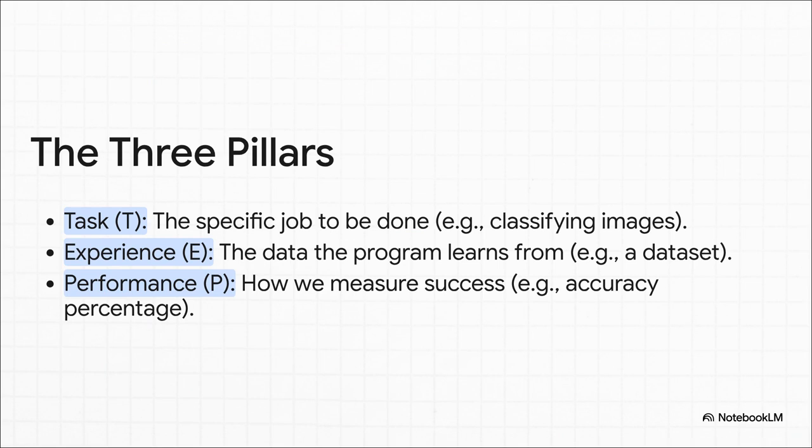So this whole definition really breaks down into three simple parts. You have a task, T, the specific job, like telling cats from dogs in photos. You give it experience, E, which is just a fancy word for data, tons and tons of labeled pictures. And then you measure its performance, P, which is just how you keep score, like the percentage it gets right. Here's the key. If its performance gets better as it gets more experience, well, then it's officially learning.